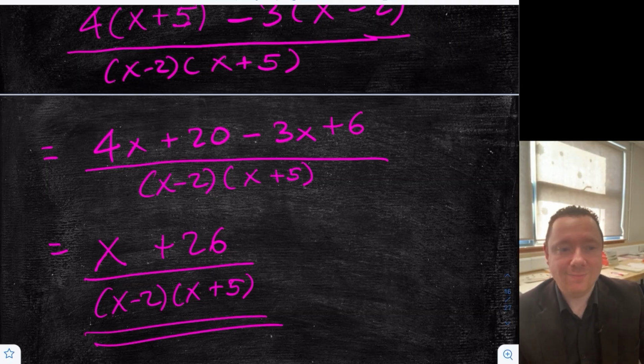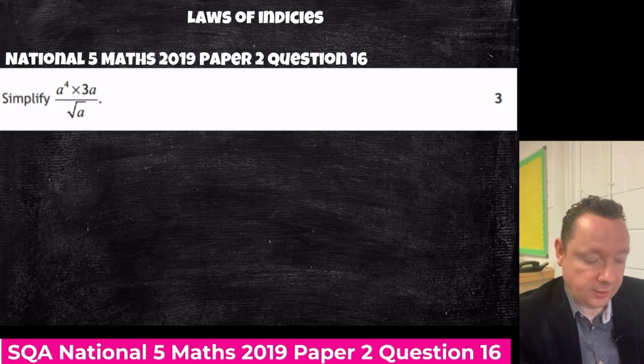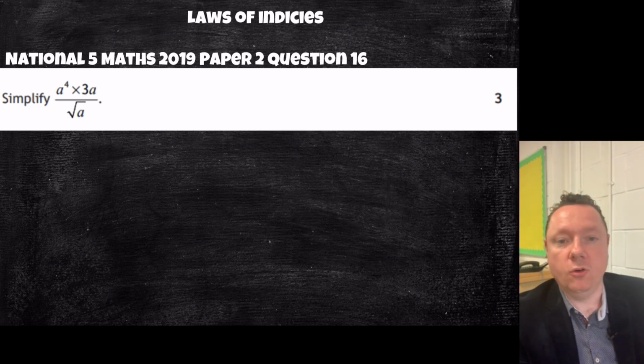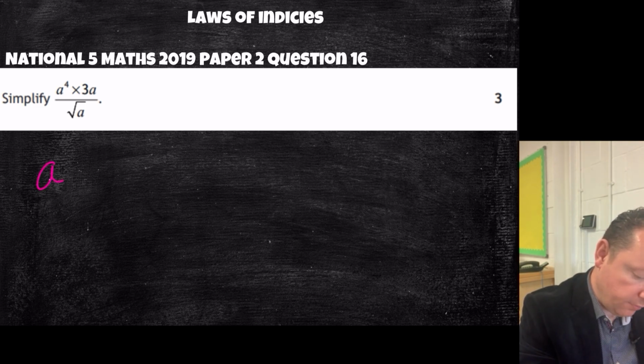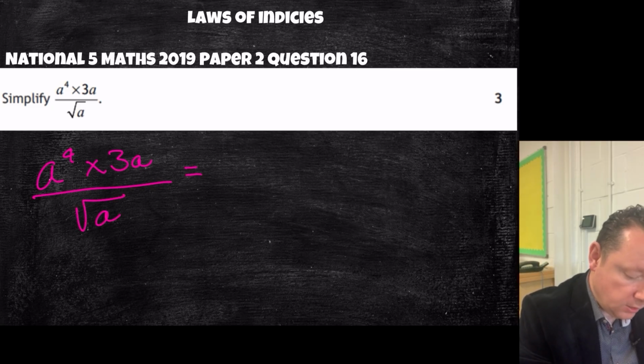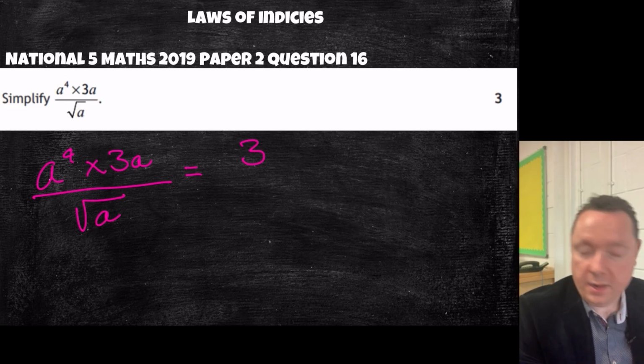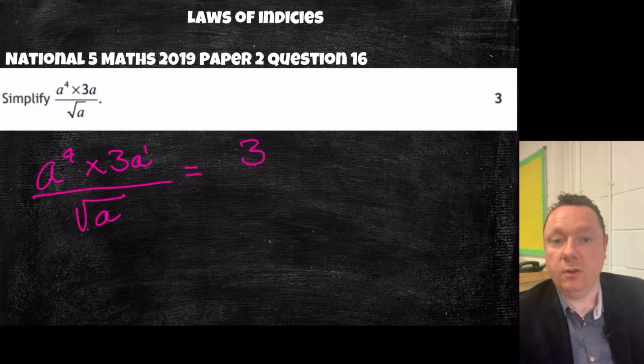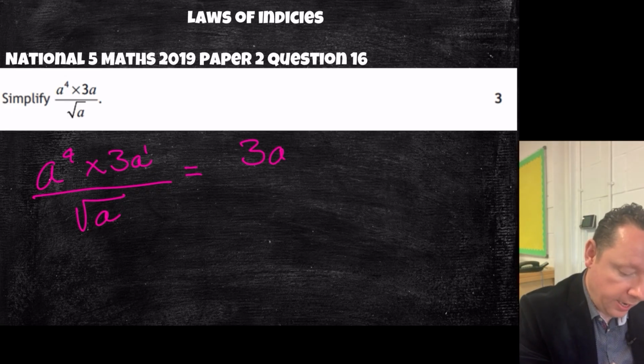So we're done there. Okay, laws of indices, SQA National 5 Maths 2019, Paper 2, Question 16. Simplify a to the 4 times 3a all over the square root of a. So let's just write that out. A to the 4 times 3a, all divided by the square root of a. Well, let's deal with the top first then. 3 is just times by 1, which is 3. And then the powers, I can put a little 1 on this and add the powers. Law 1. 4 plus 1 is 5. So I get a to the 5, and that's over the square root of a.